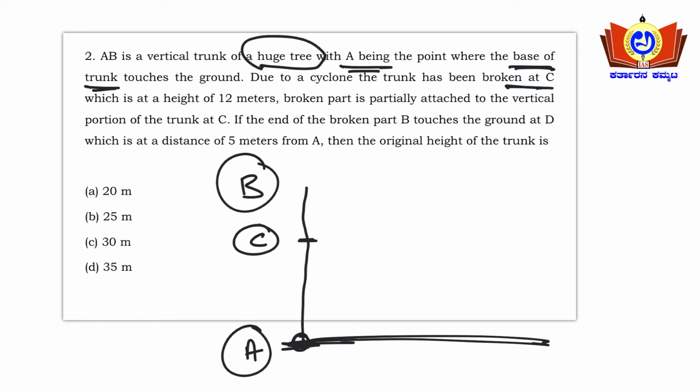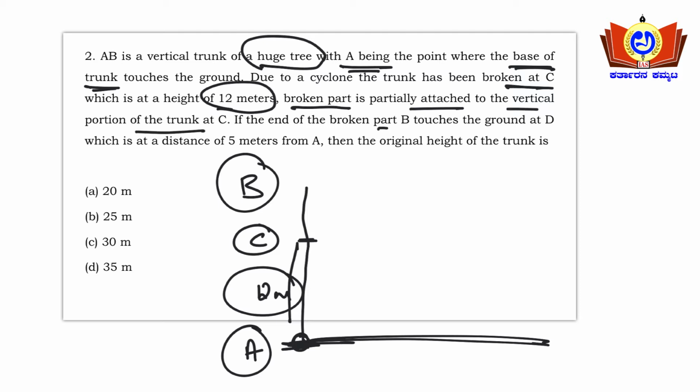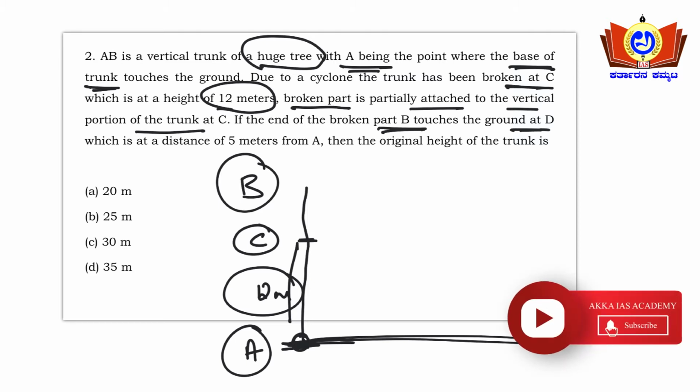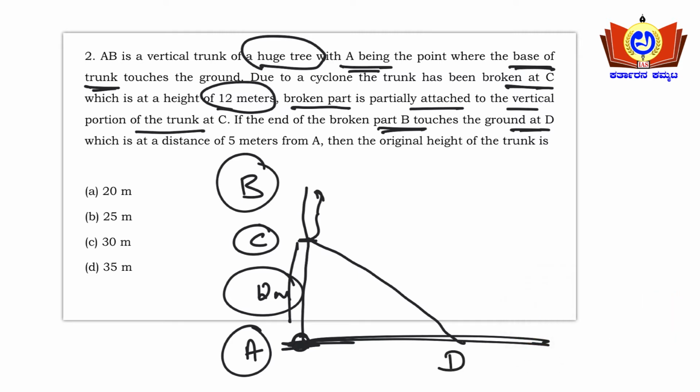C is at a height of 12 meters. The broken part is partially attached to the vertical portion of the trunk at C, and the end of the broken part, B, touches the ground at D. The broken part is partially attached to the main trunk, while the other end touches the ground at point D. D is at a distance of 5 meters, so from A to D will be 5 meters here.